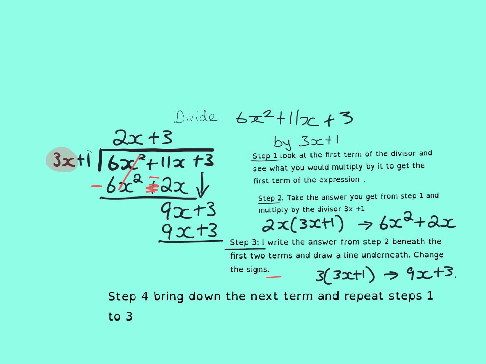My next step, change my signs. So I get a minus here, and here I'm going to get a minus as well. And as we can see, the answer here will give me 0. 9x minus 9x is 0, plus 3 minus 3 is 0. So I can see now that my answer is 2x plus 3.